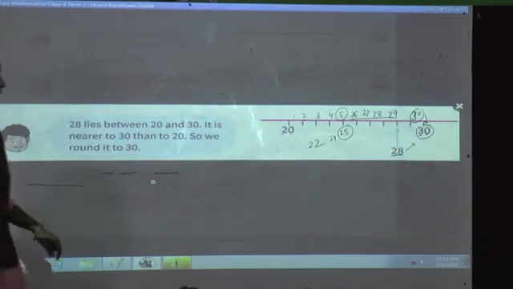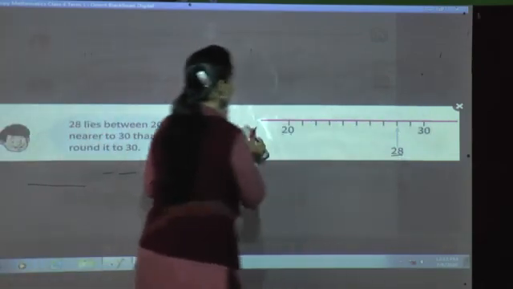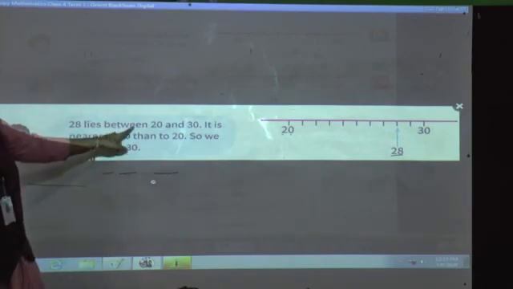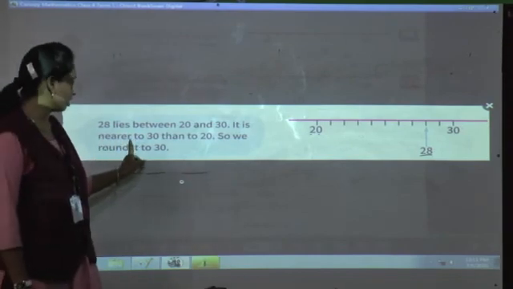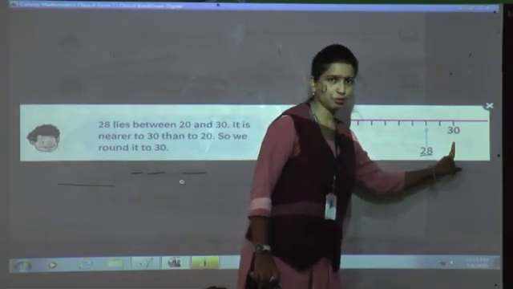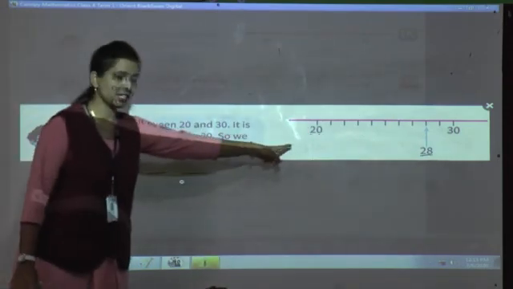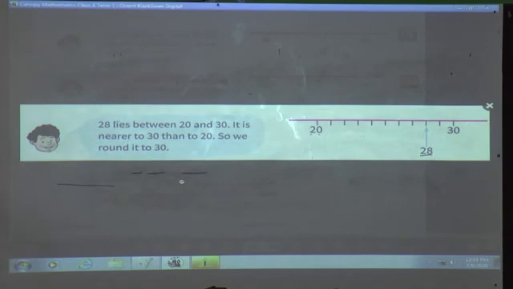Understood? Clear? Once again I will repeat. See, the question is 28 lies between 20 and 30. It is nearer to 30. You can see 28 is near to 30 than 20. 20 is very far from 28. So we can say that we can round it to 30. Are you getting, students?